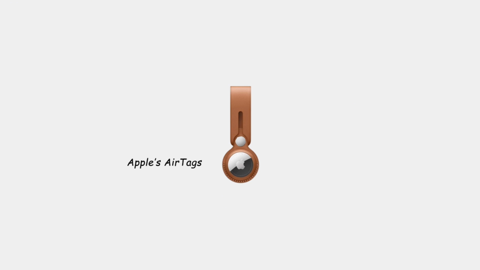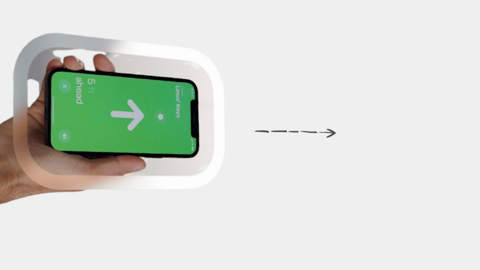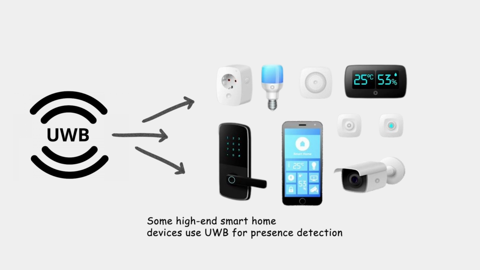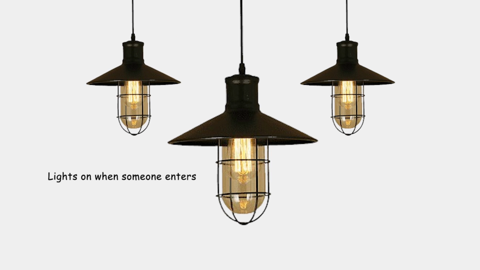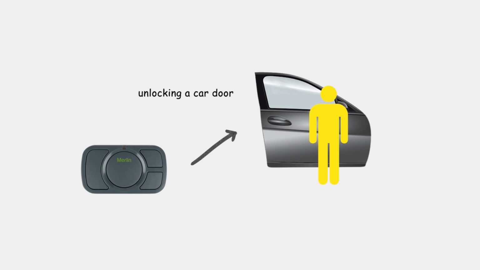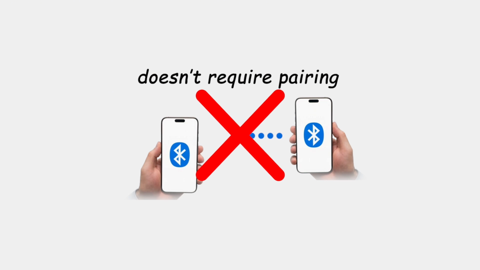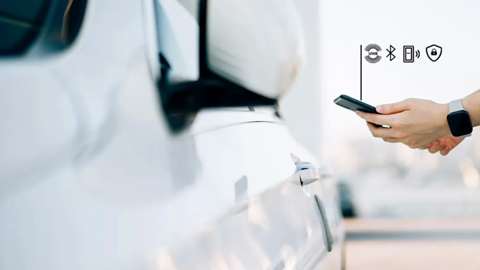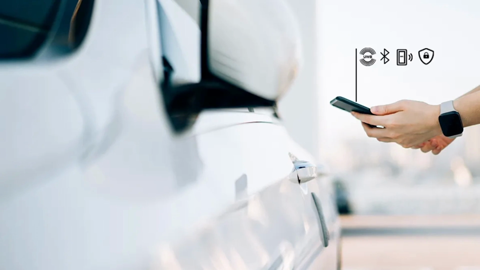For example, Apple's AirTags use UWB to help iPhones precisely locate them, even showing directional arrows as you walk closer. Some high-end smart home devices use UWB for presence detection, like turning on lights when someone enters a room or unlocking a car door when the owner is nearby. Because it can detect movement with sub-centimeter accuracy and doesn't require pairing like Bluetooth, UWB is ideal for secure authentication, hands-free control, and indoor navigation.